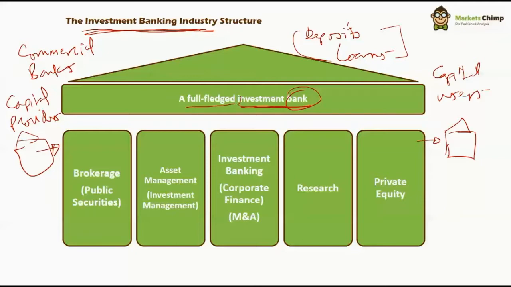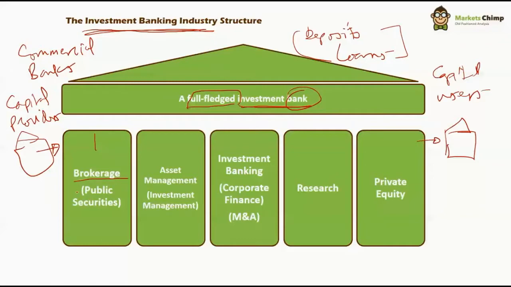This investment bank can be one big holding company because it's a full-fledged bank, or it could be just offering some of these services. They don't have to offer all the services. If they offer all the services, we call them a full-fledged investment bank. What are the different activities that they can actually provide or offer to customers?